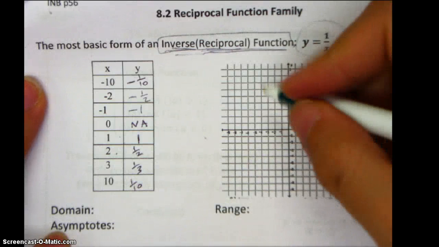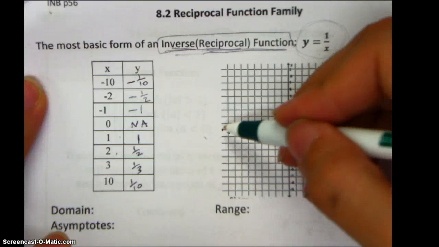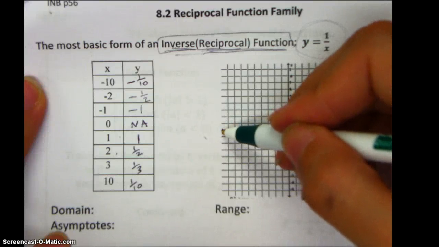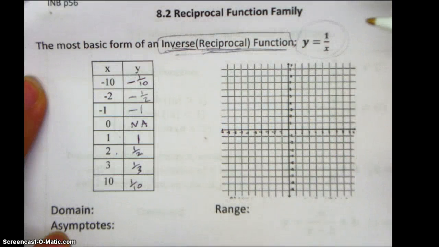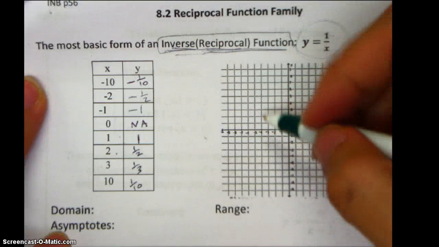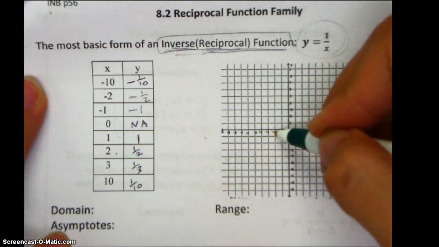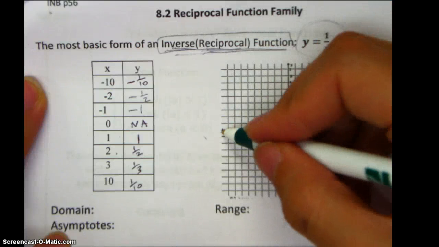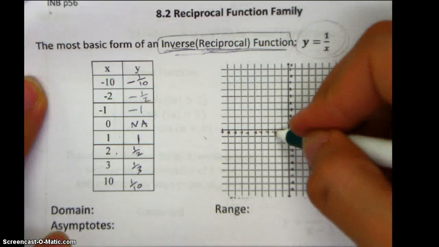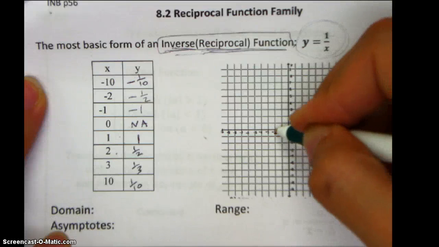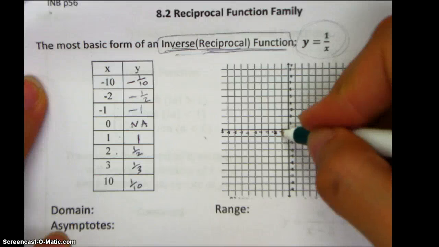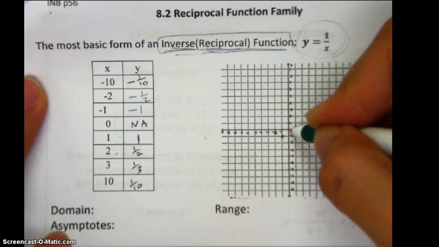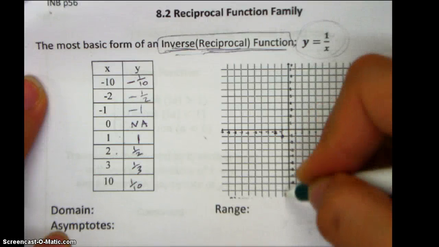So if I plot these points, when x is negative 10, y will be negative 1 over 10, which is really close to 0. So let's plot maybe a point here. X is negative 2, then y will be negative 1 half, which is still close to 0, but not as close to 0 as that one. So it will be about half point between 0 and negative 1. Negative 1, I will get negative 1. And if x is 0, then I won't get any point.